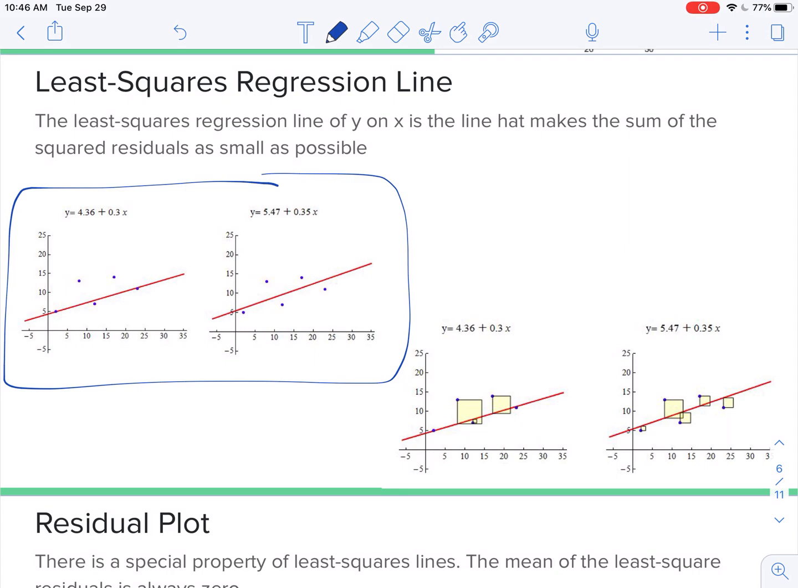Is it the left line or is it the right line? And you might be tempted to say it's the left line. Well, it goes through two of the points, so obviously that's going to be a better fit than the right line. The right line doesn't go through any of the points. It's just kind of there in the center. I don't think that's going to be the correct fit.